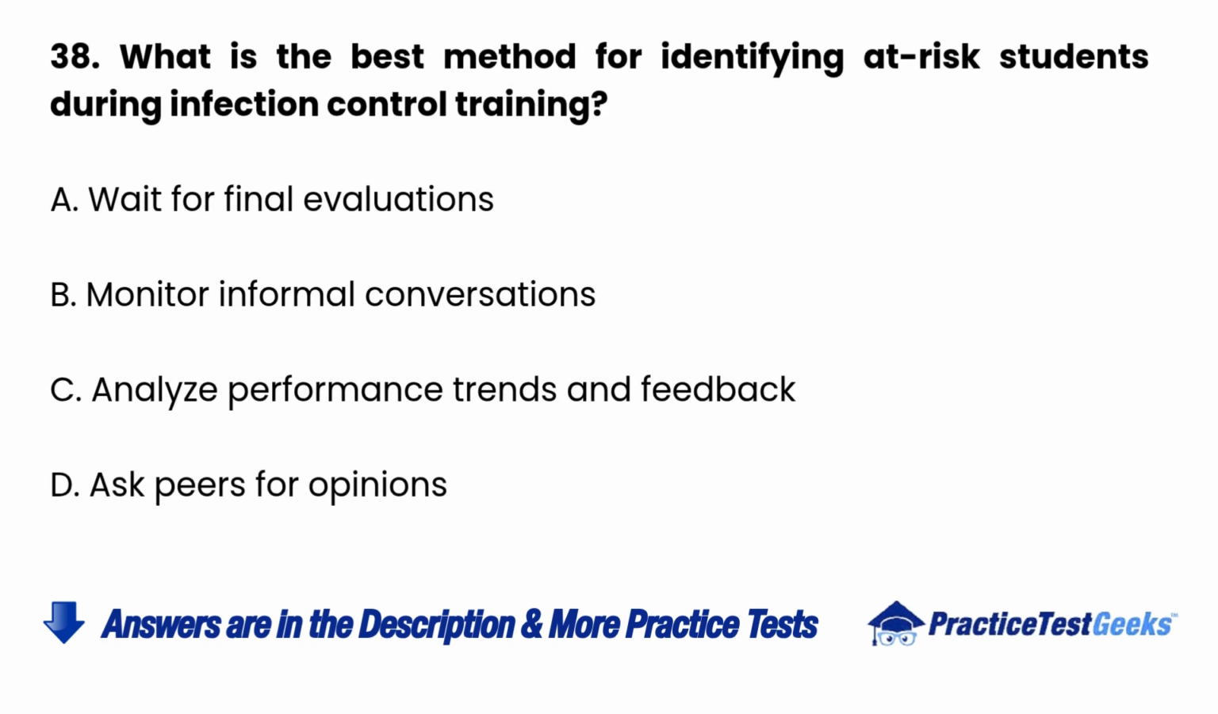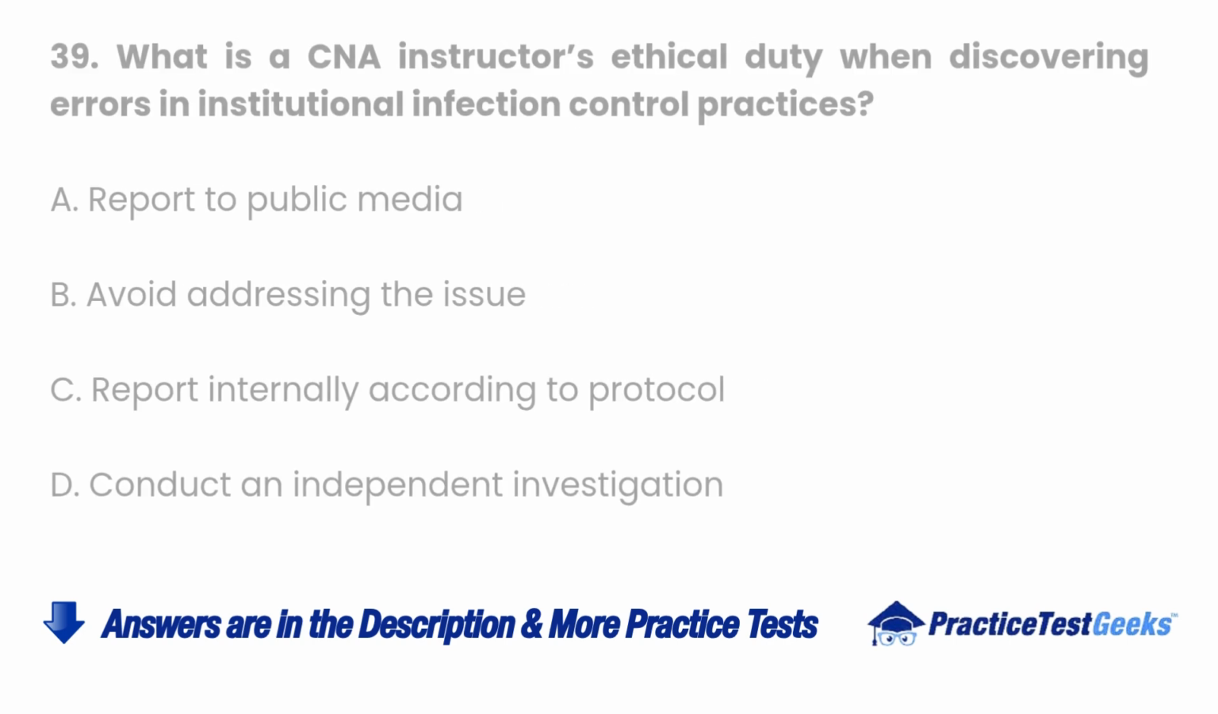38. What is the best method for identifying at-risk students during infection control training? A. Wait for final evaluations. B. Monitor informal conversations. C. Analyze performance trends and feedback. D. Ask peers for opinions.